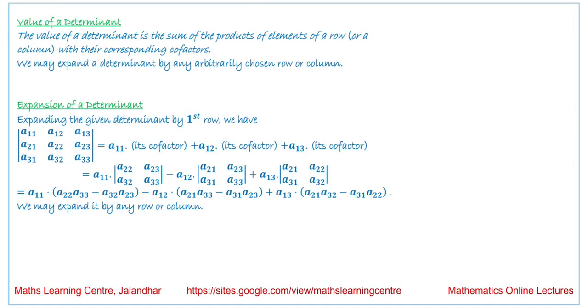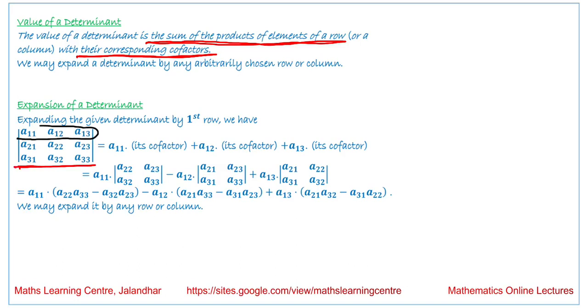Now next we have the definition of the value of the determinant. We are saying the value of the determinant is the sum of the product of elements of a row or a column with their corresponding cofactors. So we can choose any row in the determinant. Suppose we have to find the value of this determinant. In this case we have chosen the first row.